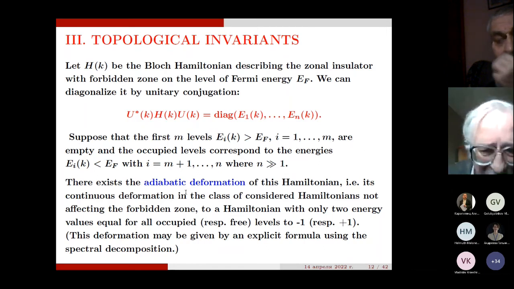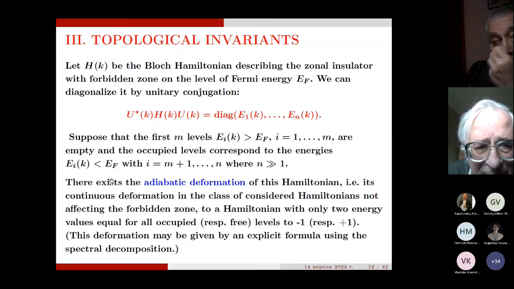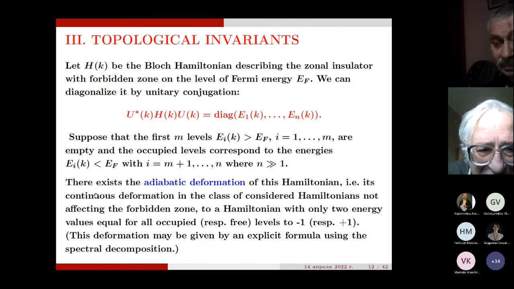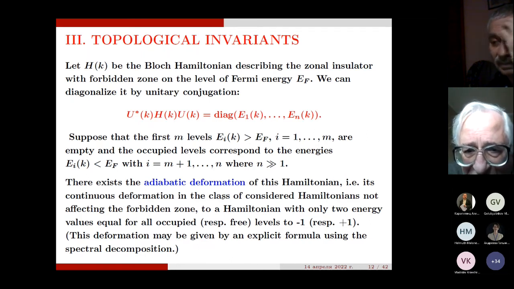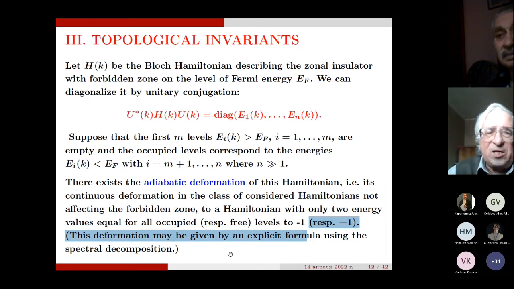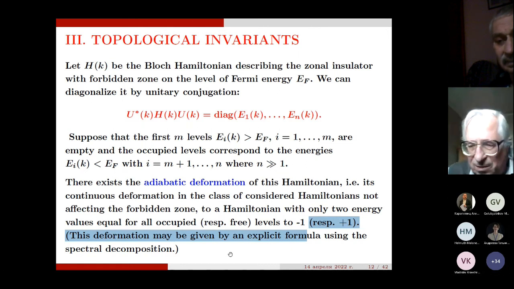Now, one important remark. There exists an adiabatic deformation of our Hamiltonian, which means a continuous deformation of our Hamiltonian in the class of considered Hamiltonians, which does not affect the forbidden zone. Then we can find such an adiabatic deformation of our Hamiltonian to a Hamiltonian with only two energy values: equal to -1 for all occupied levels, and +1 for all free levels. In fact, this deformation may be given by an explicit formula using the spectral decomposition theorem, but I will not stop here.